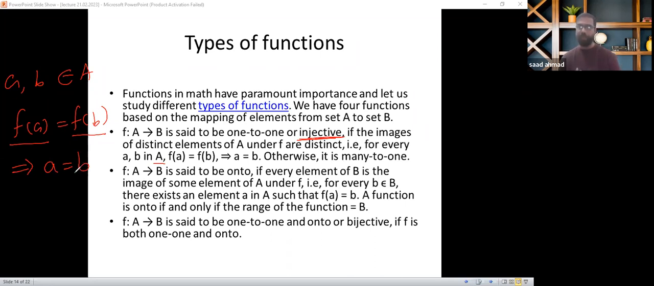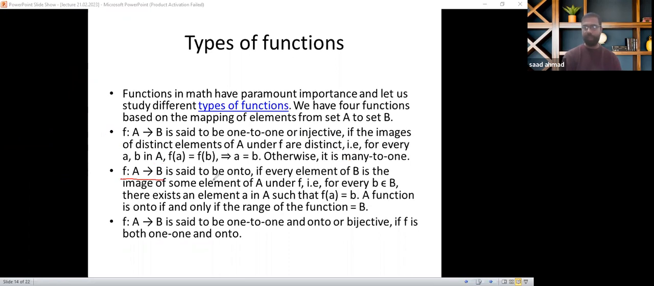Then it's one-to-one. One-to-one means if the answer of two inputs is equal, it means those inputs were the same. They were equal. That's what one-to-one means. Otherwise, it can be many-to-one. Okay.